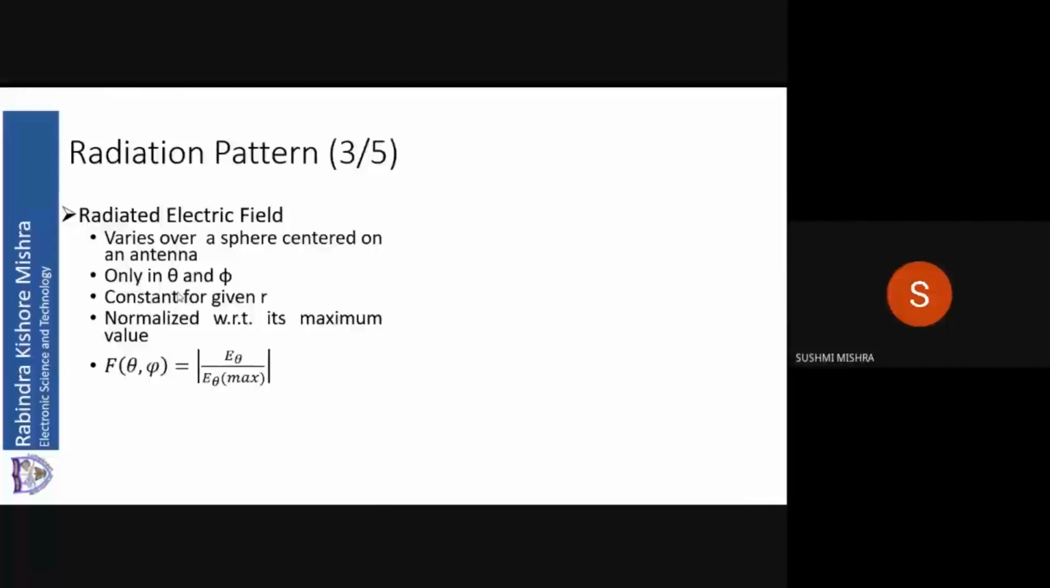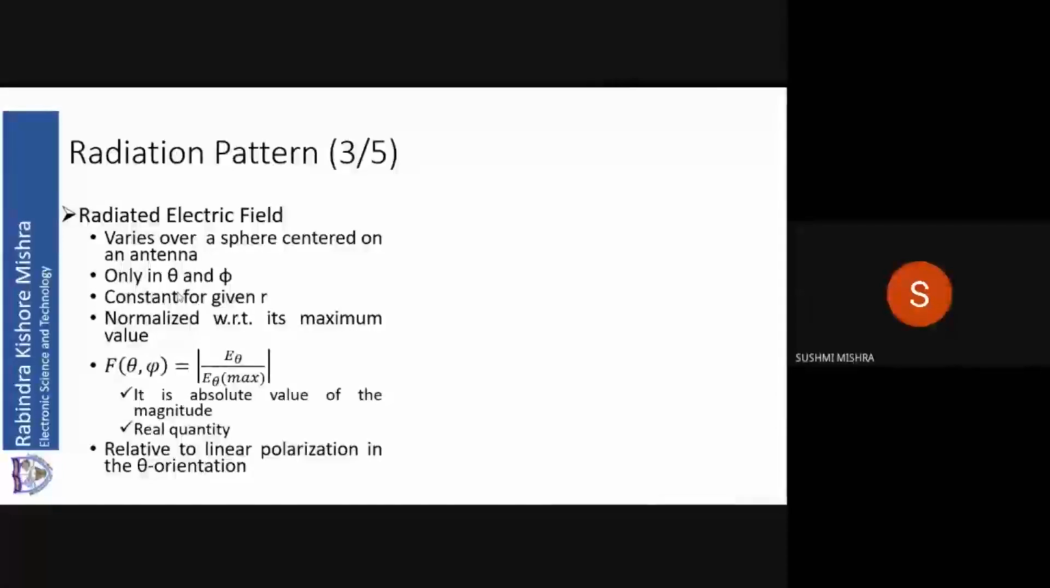So if I do that, then my F theta phi field pattern is equal to E theta by E theta max. E theta max is the maximum value of the E theta. This is the absolute value of the magnitude. It is a real quantity and this is relative to linear polarization in the theta orientation. Of course, you can take any other orientation, but most of the books take it.